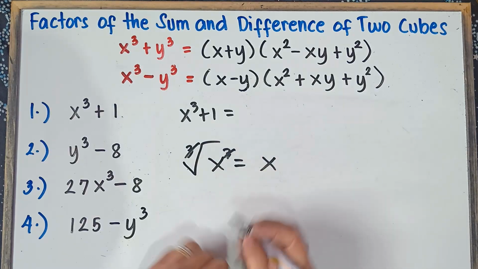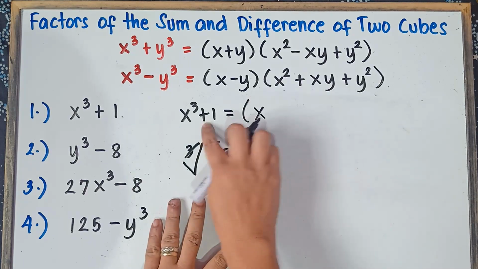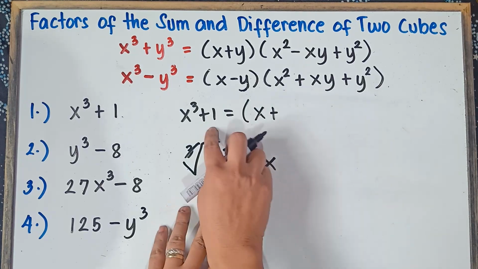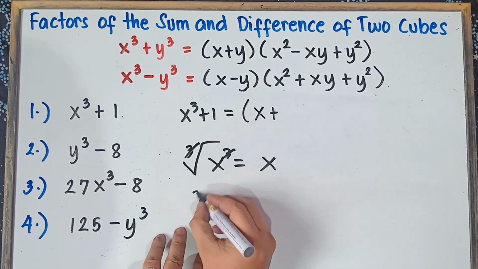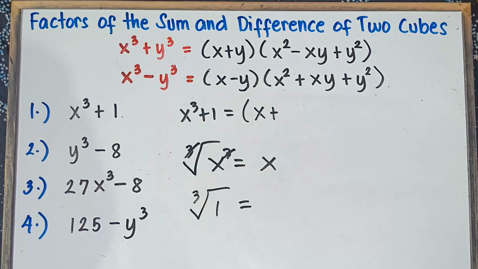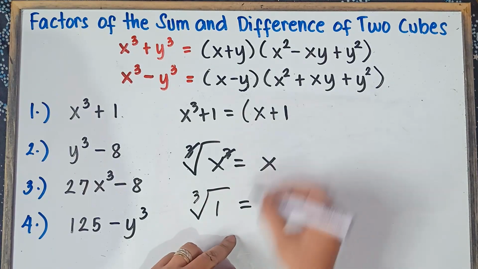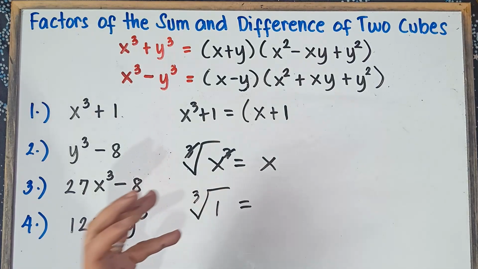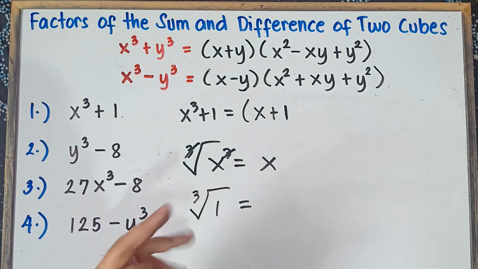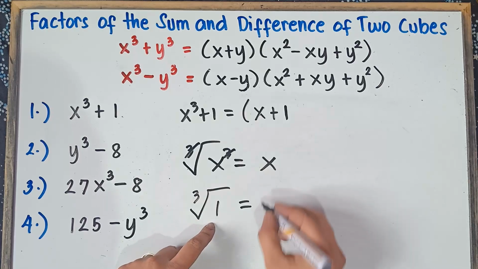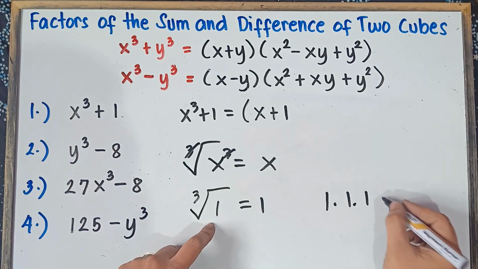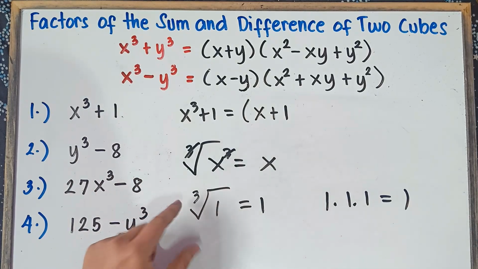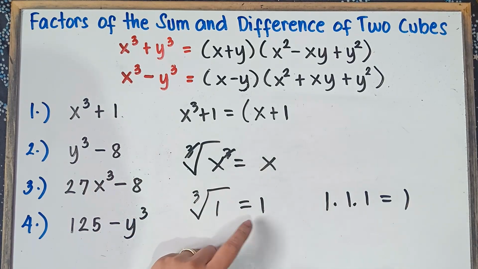So we can cancel this out. So that would be x. Simply copy the plus sign. Get the cube root of the second term, the cube root of 1. What's the answer, class? That's correct. That would be 1, right? There's no other number, class, that if you multiply it by itself 3 times, you will get 1. That's only 1, because 1 times 1 times 1 would be equal to 1. So therefore, the cube root of 1 would be equal to 1. So this will be our first factor.